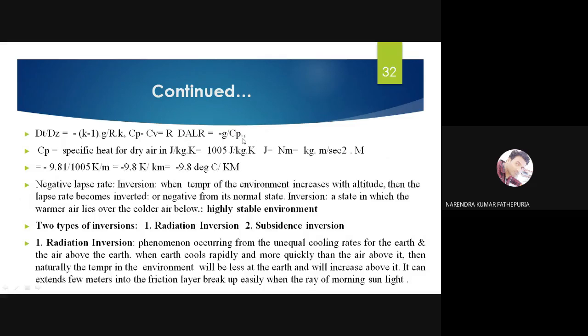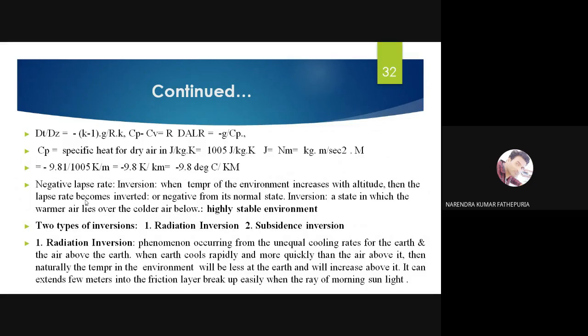This is the formula for dT by dz equal to minus g into M by Cp, and then you can do the conversion. 1 joule is equal to 1 newton into meter, which in kg becomes kg into meter per second square into meter. Then you can do the conversion, and finally you will get minus 9.8 degrees Celsius per kilometer. Now, you're talking about the negative lapse rate.